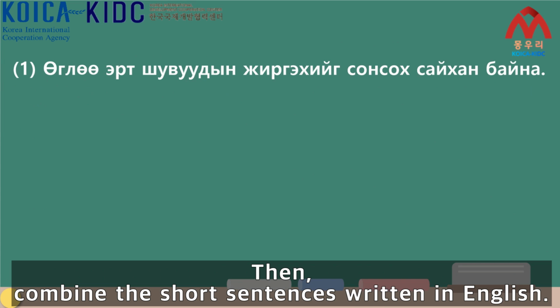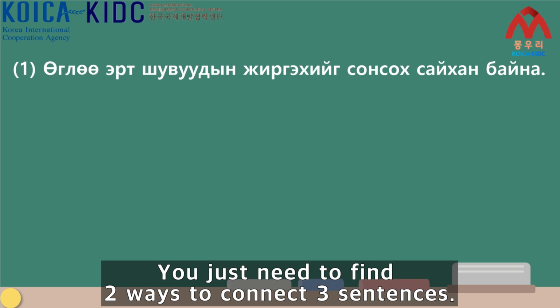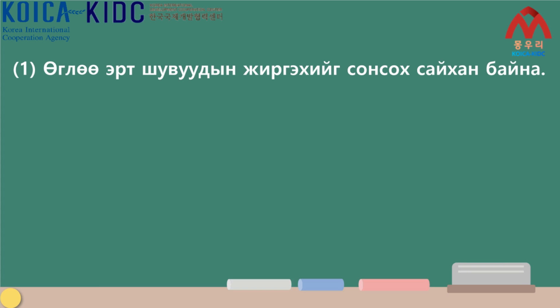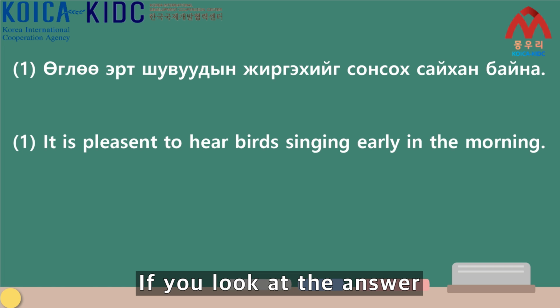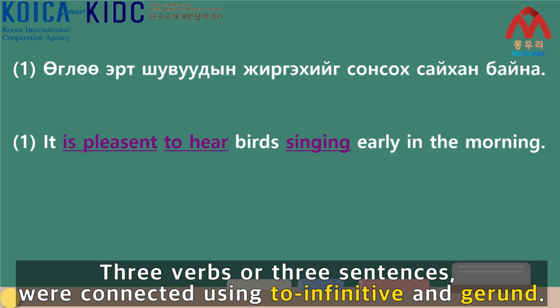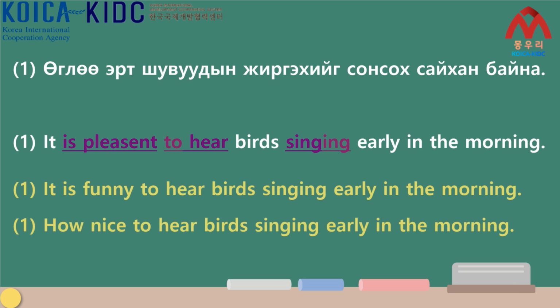Then, combine the short sentences written in English. Question 1 consists of 3 short sentences. You just need to find 2 ways to connect the 3 sentences. It is pleasant to hear birds singing early in the morning. If you look at the answer, the 3 verbs or 3 sentences were connected using an infinitive and a gerund. Of course, there is not only one answer. It is funny to hear birds singing early in the morning. How nice to hear birds singing early in the morning.